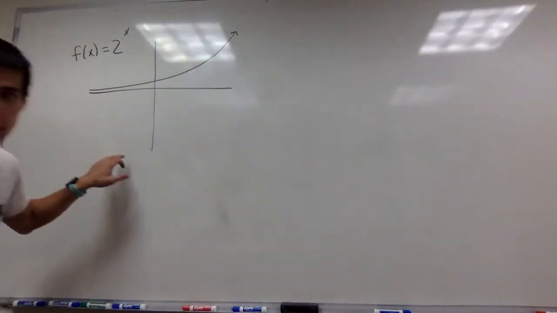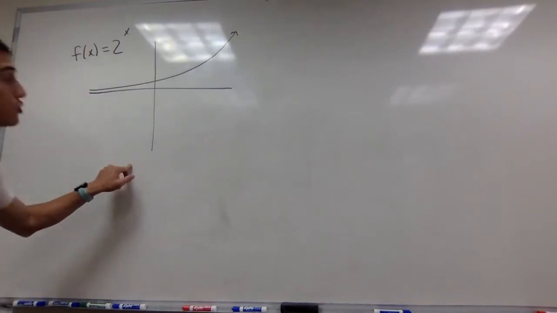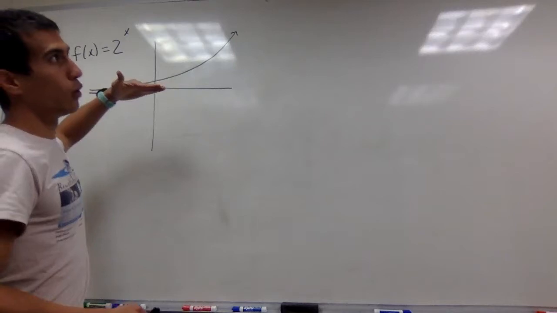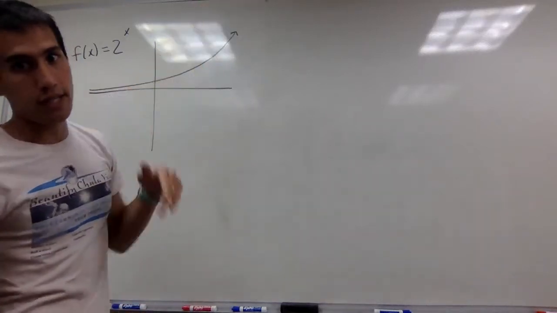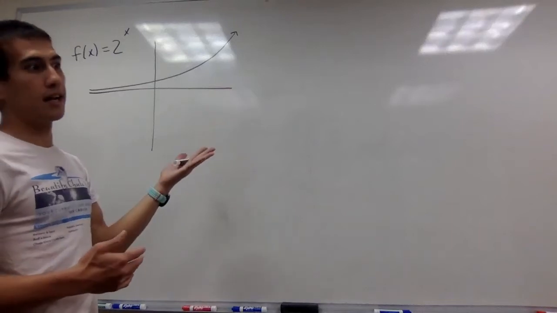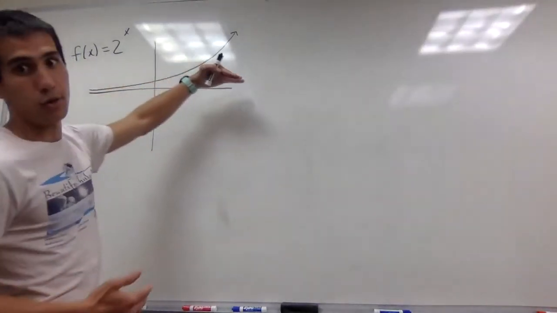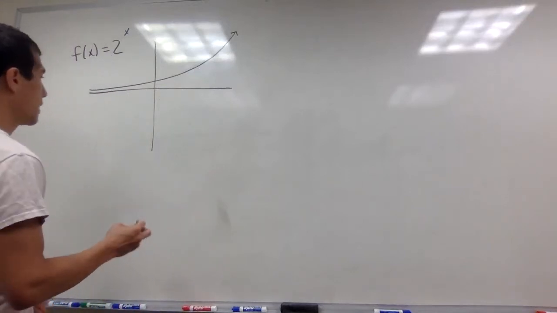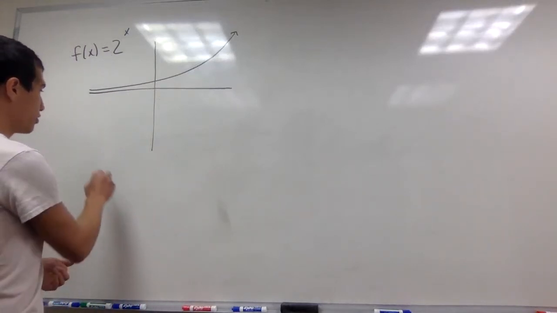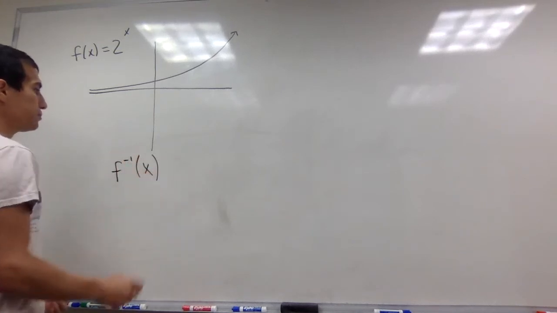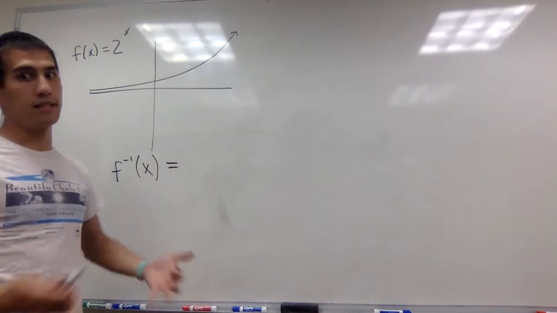This is a particular exponential function, f of x equals 2 to the x. Because 2 is bigger than 1, the function is increasing as x gets larger. So this function is strictly increasing, which means it has an inverse. Another way to see this is it passes the horizontal line test. So this function has to have an inverse. There is some function, f inverse of x, that exists. It's just something.